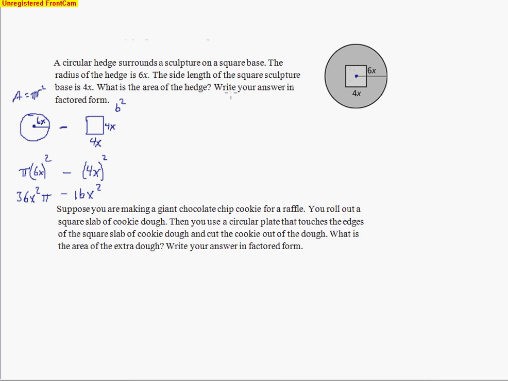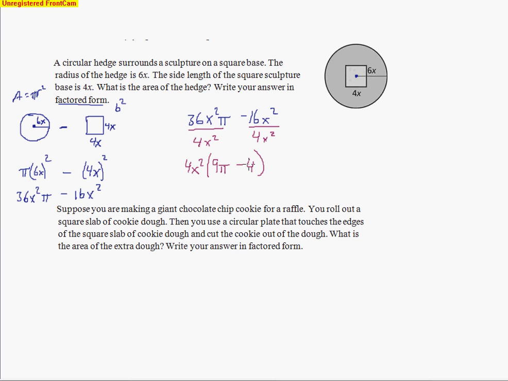So what they want us to do is write the answer in factored form. So we're looking at that term. Okay, I'll rewrite it over here. 36, and I'm going to write the x first. 36x squared pi, and then over here minus 16x squared. So what I see from these two terms is a common factor of 4. So I see 4 goes into 36, 4 goes into the 16. And then I also see an x squared. That's the same as well. So I can pull out that x squared, and what I have left is 9 pi. And then over here, what I have left is minus 4.